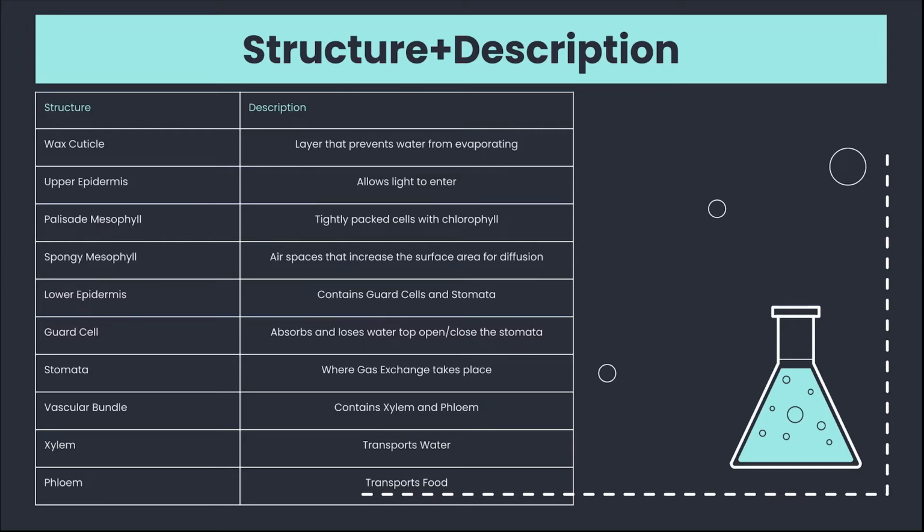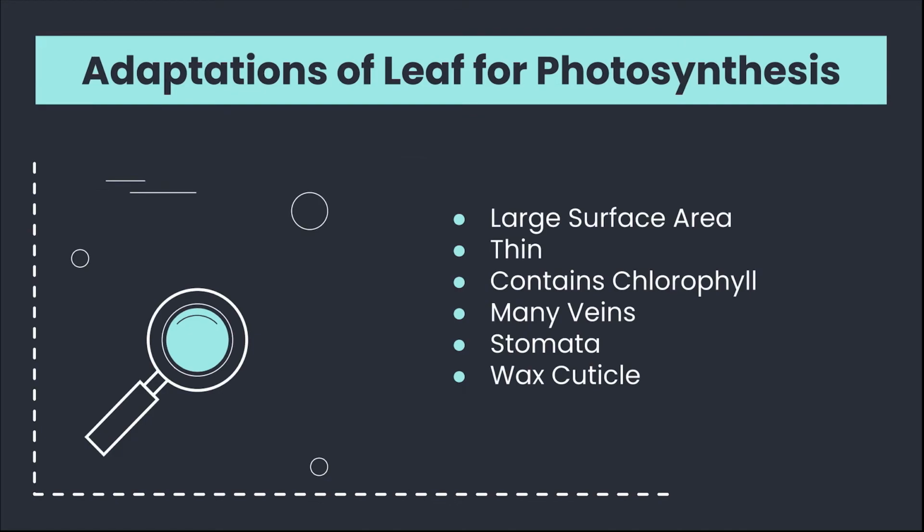And lastly, I will talk about the adaptations of leaves for photosynthesis. We have a large surface area for the diffusion of carbon dioxide and absorption of light for photosynthesis. The leaves are thin to allow carbon dioxide to diffuse to palisade mesophyll cells quicker. We have chlorophyll to absorb light energy so that photosynthesis can take place.